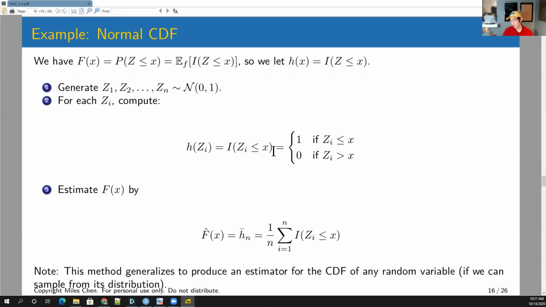And this is very easy on the computer, because if you just make a comparison on the computer, you're going to get a logical vector of trues and falses, and then you can just ask for the mean of a logical vector, and it's automatically going to convert everything to ones and zeros, like an indicator function. So it's quite nice. And this method will actually generate the CDF of any random variable, as long as you're able to sample from the distribution. Here we're assuming we can generate random normal values, which we can on the computer using rnorm. And if you can generate random values from any probability distribution, then you can estimate its CDF in this same fashion.